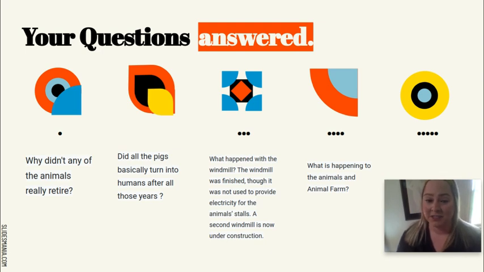All right, your third question: what happened with the windmill? The windmill is finished, though it was not used to provide electricity for the animal stalls. A second windmill is now under construction.